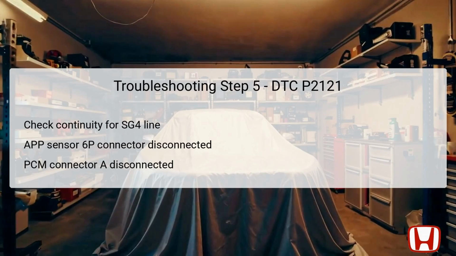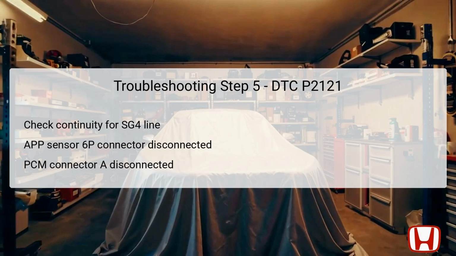Moving on to step 5. This troubleshooting step focuses on checking the continuity of the SG4 line. Similar to the previous steps, ensure that both the APP sensor 6P connector and the PCM connector A are disconnected. For testing, measure continuity between the two designated test points. The first remains terminal number 5 on the APP sensor 6P connector, while the second should now be taken from the PCM connector A, specifically at terminal number 46.